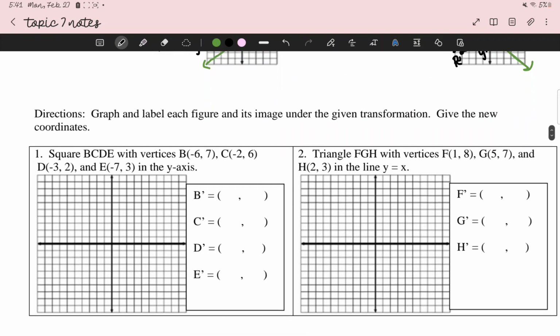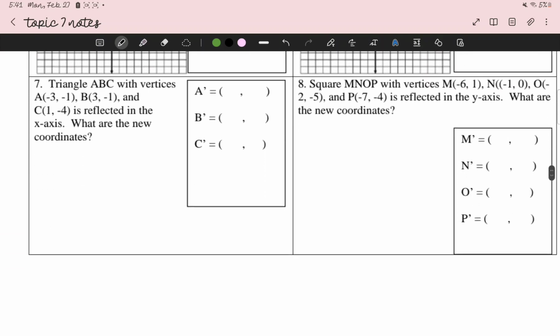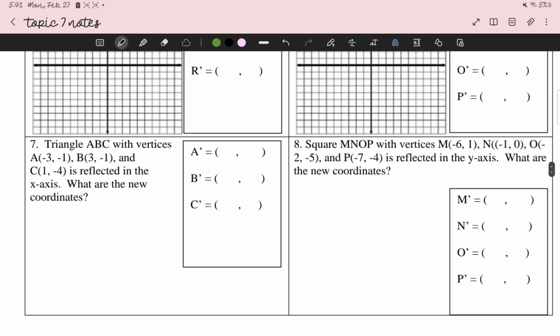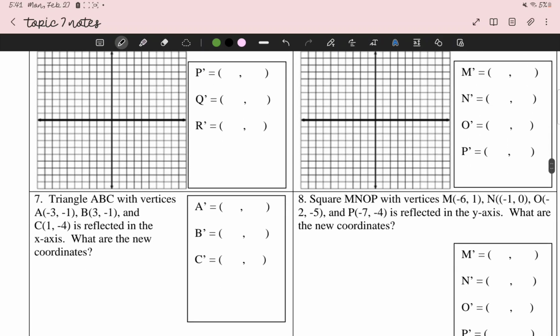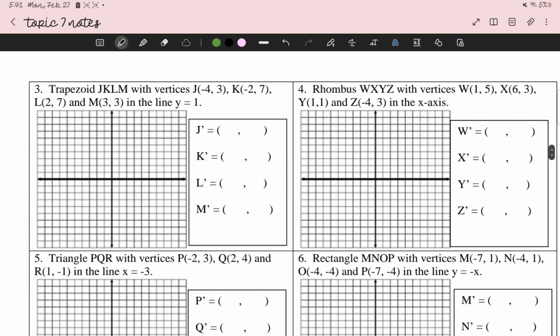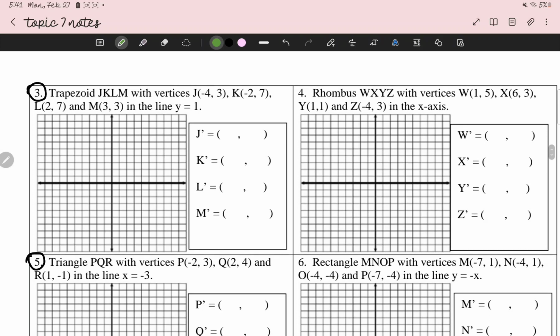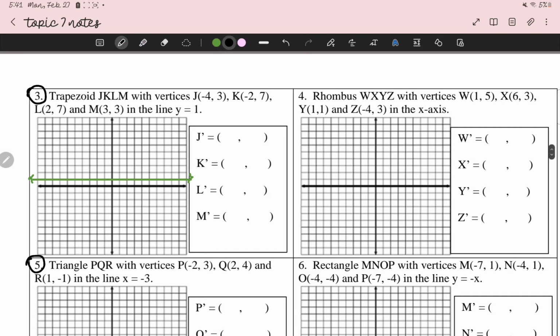Everything else in your practice problems, so these 1 through 8, you should be able to do, except the only ones that you didn't have a good example of were numbers 3 and 4, where you had a different line of reflection. So our line of reflection for number 3 is the line y equals 1, which is at this line where y is +1. So I'm just going to be reflecting my shape across that line, so I'll help you out with that. So that is -4, 3.